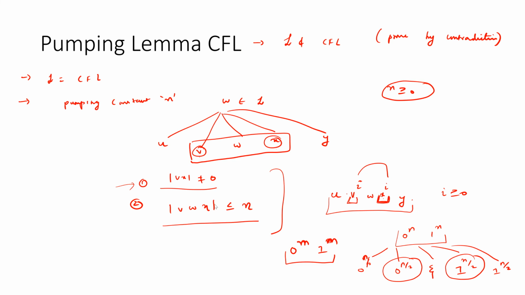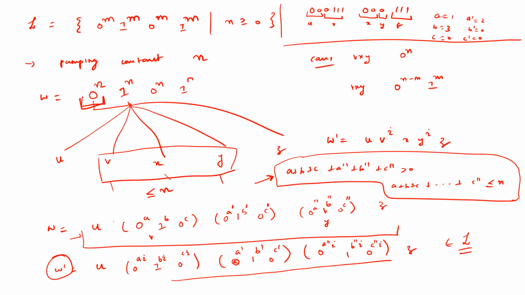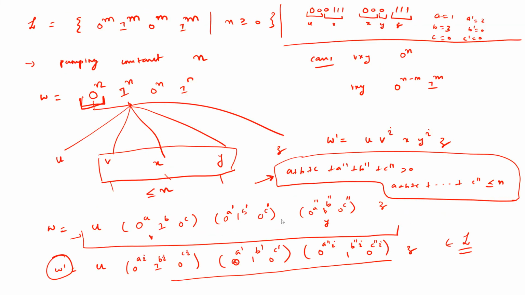What are the constraints? Length of vx should be not equal to 0, or length of vx should be greater than 0, and length of vxw should be less than or equal to n. Now in our partition, what is the length of v and y? Sorry, v and x, right? Is it v and y or v and x? Yeah, v and x. So this constraint represents v and x. Length of vx should be greater than 0.